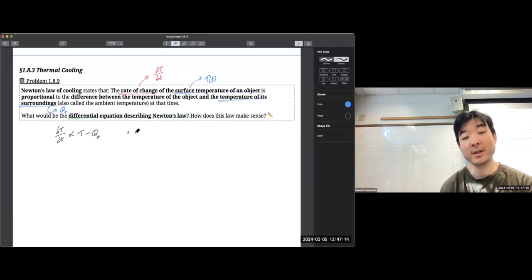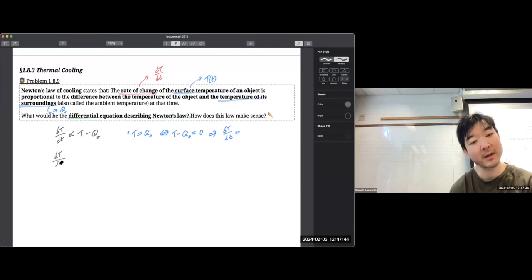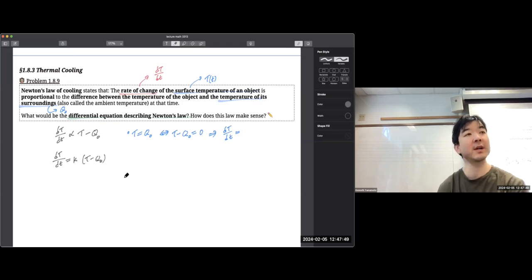Just for checking, suppose the temperature of the object is the same as your surrounding temperature. Then clearly T minus Q naught would equal 0. And that'll mean that dT over dt is equal to, I guess I could write the actual equation down here, K times T minus Q naught. You're just introducing a proportionality constant.